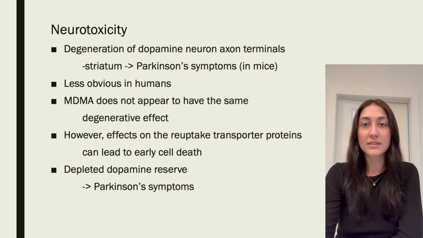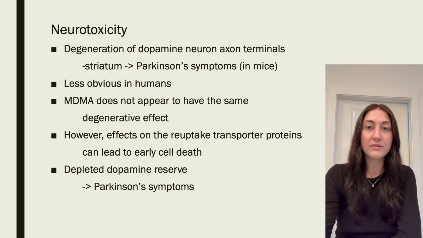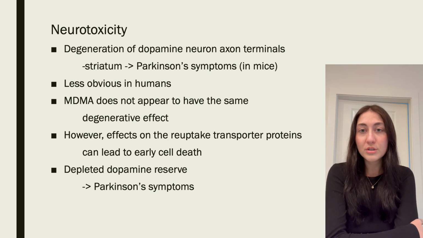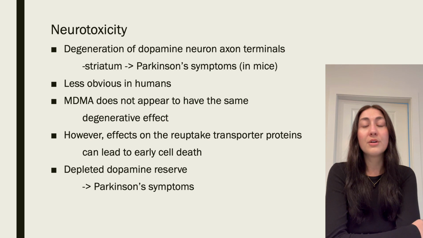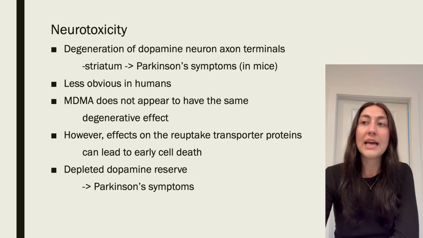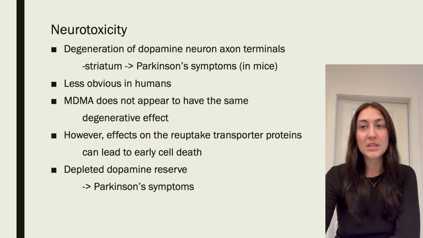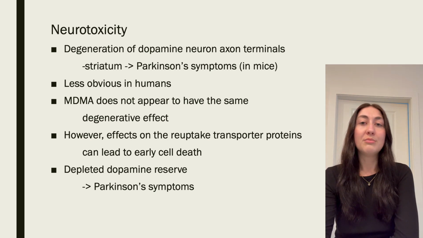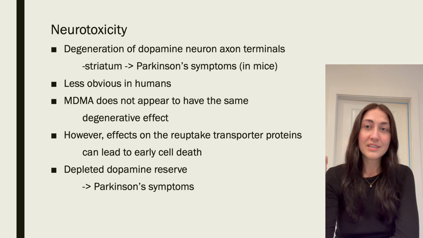Now let's take a look at the neurotoxicity of taking MDMA, and a lot of the available research right now uses testing from mice and rats, and this testing shows a degeneration of dopamine neuron axon terminals in the striatum, which can lead to Parkinson's disease symptoms. Although these findings have been less obvious in humans, and MDMA does not appear to be neurotoxic to the dopamine neuron axon terminals, it does seem to have an effect on the dopamine reuptake transporter proteins. And so this can lead to an early cell death, which can then deplete the dopamine reserve and ultimately can lead again to the symptoms of Parkinson's disease.